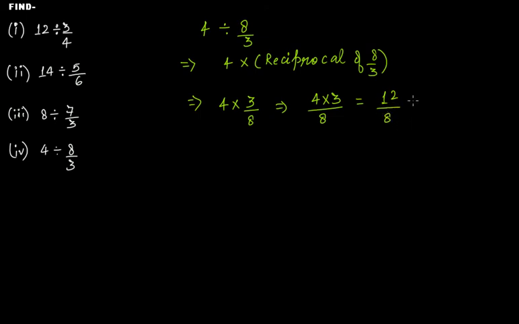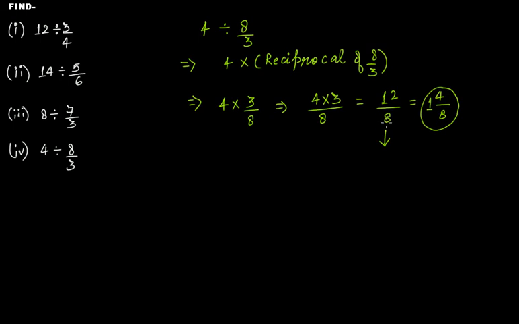If you want to further simplify it, divide 12 by 8. So 8 times 1 is 8, and 4 will be the remainder, and 8 is already here. So it's a mixed fraction representation of this one. If you want to simplify it further, what will be the highest common factor of 12 and 8?